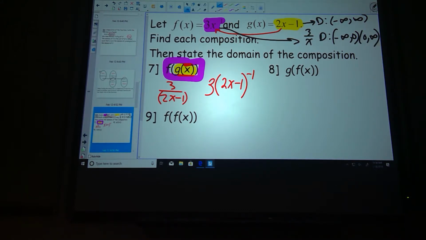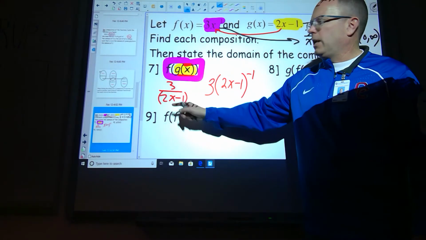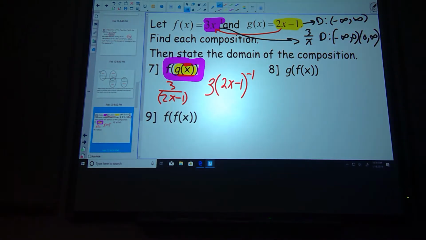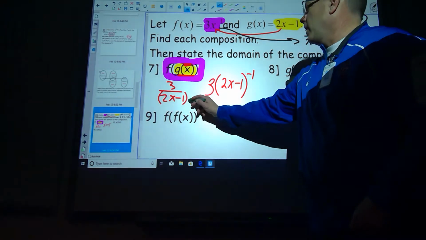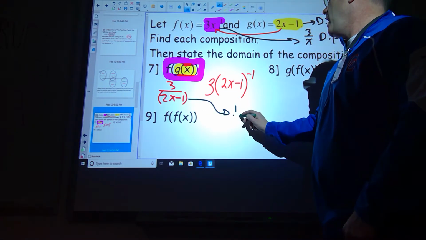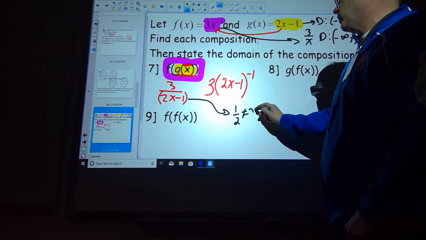So I have to now think about this. Originally, 0 didn't work. Agree? What would make my denominator 0 on this one? 1/2. Awesome. Okay, hang on. Pencils down, eyes up here. So this right here, 1/2 is not equal to x.